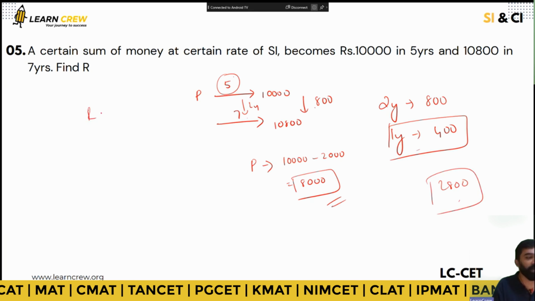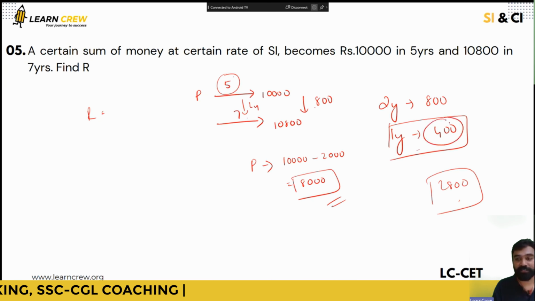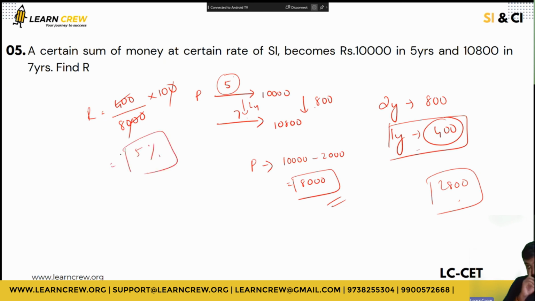Now they are asking you to find R. R you are going to calculate for a single year. For a single year, what is the simple interest? 400. And what is the principal? 8,000 into 100. The zeros cancel. This becomes 4 by 8, that is 0.5. 0.5 into 10 becomes 5%. So the rate of interest becomes 5%.